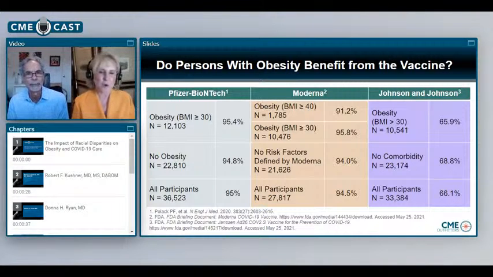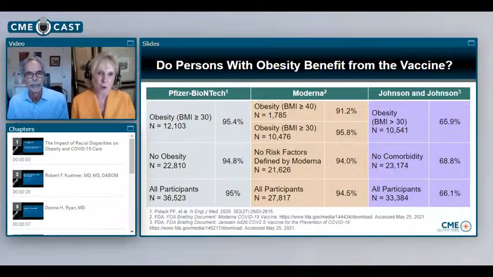Yeah, this is so important. And my city is lagging behind in vaccination. So I want to get the word out there about this. So, do persons with obesity benefit from vaccination? And the answer is a resounding yes. So, here are the three vaccines that are available in the United States right now: the Pfizer BioNTech vaccine, the Moderna vaccine, and the Johnson & Johnson vaccine.